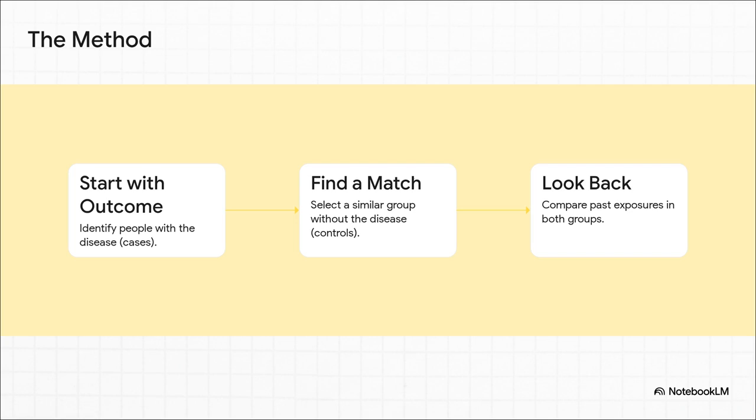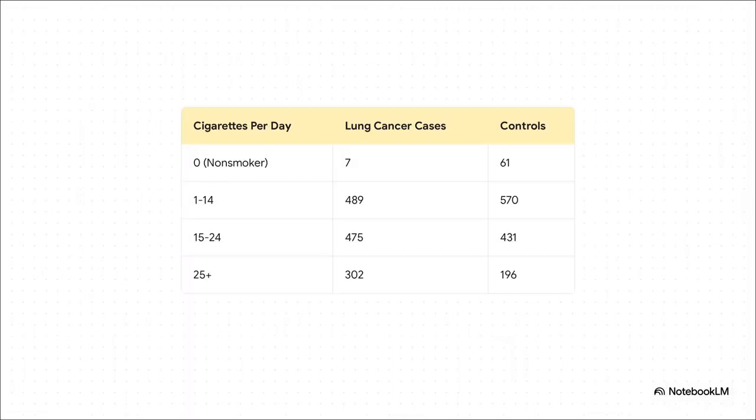The logic is actually pretty straightforward. Step 1, you find your patients, the people who are already sick. Step 2, you find your healthy comparison group. And step 3, you ask both groups a ton of questions about their past. Did you work here? Did you eat this? Were you exposed to that? You're hunting for that one difference in their history that could explain why one group got sick and the other one stayed healthy.